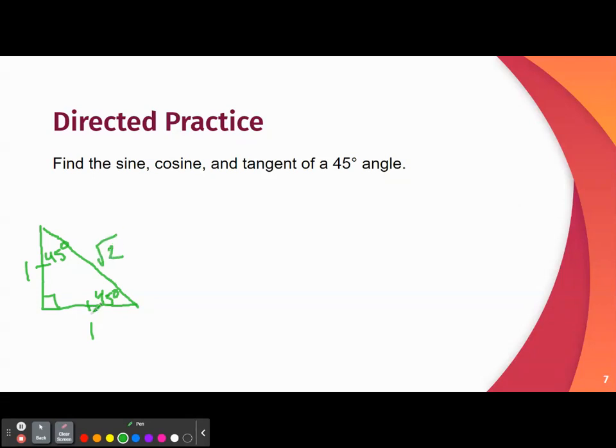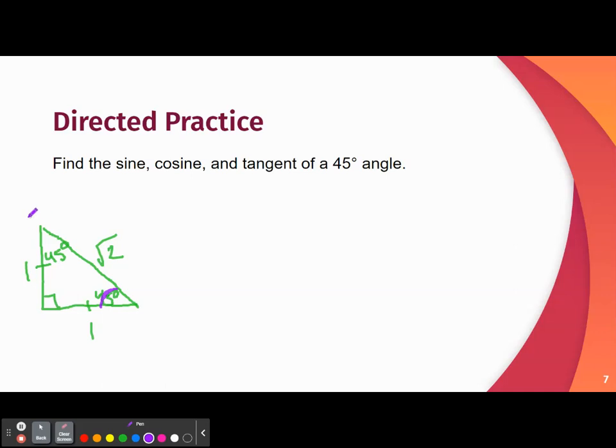Square root of 2. Always. A 45, 45, 90 would be 1, 1, square root of 2. Because it's this side, the leg times the square root of 2. 1 times square root of 2 is square root of 2. Now, if it says find the cosine, sine, and tangent of a 45-degree angle, does it matter which of these two angles I look at? No, you can look at either one. I like to look at the bottom one.